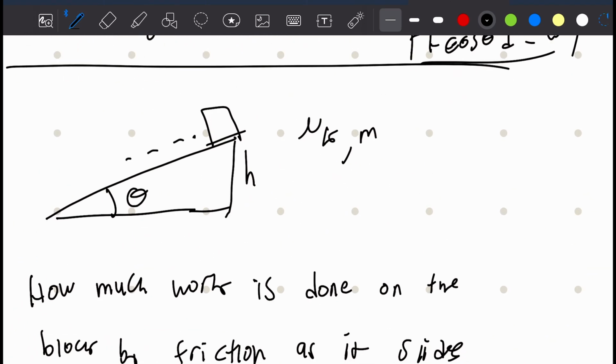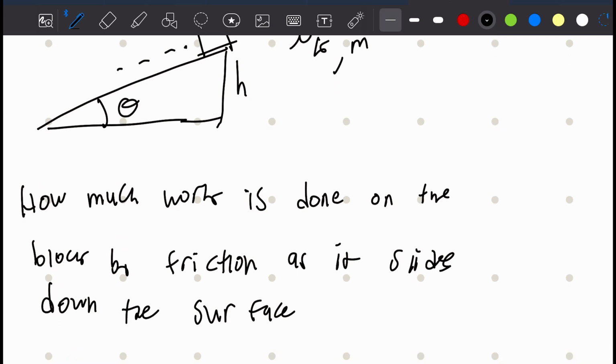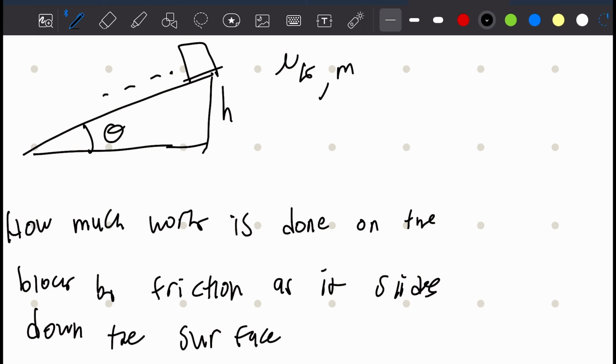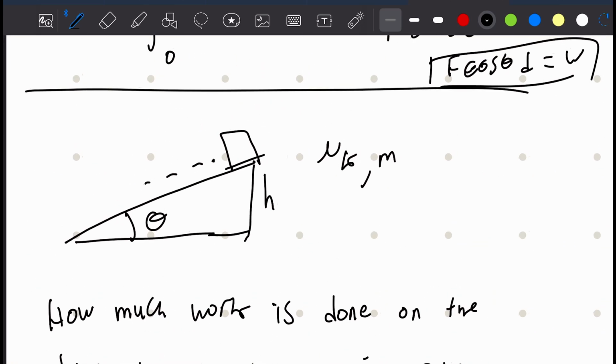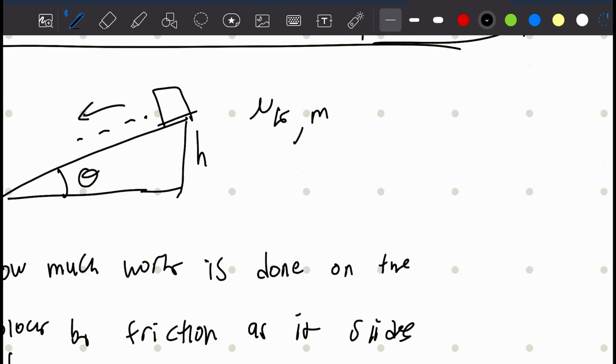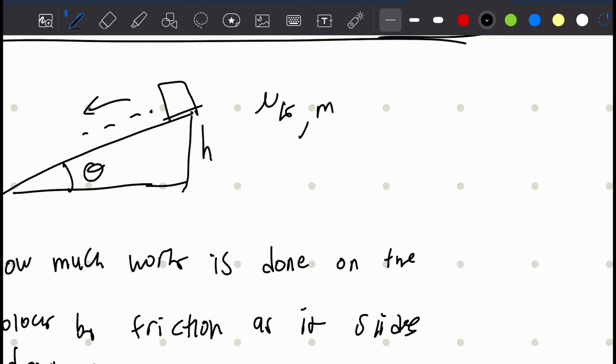Let's do another example. So let's say you have a block, and it's some height h above the ground. It has some coefficient of friction. How much work is done on the block by friction as it slides down the surface? Well, we know the direction of motion is that way, and all we're looking for is the work that the friction is doing on this block. So let's draw a free-body diagram of our block. We have gravity going down. We have the normal force going at the angle.